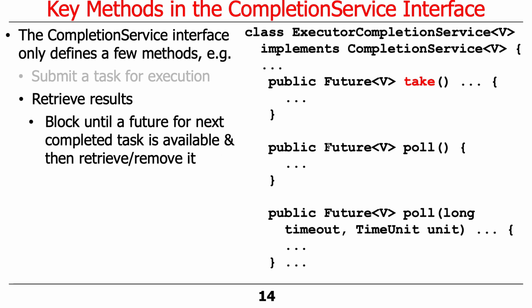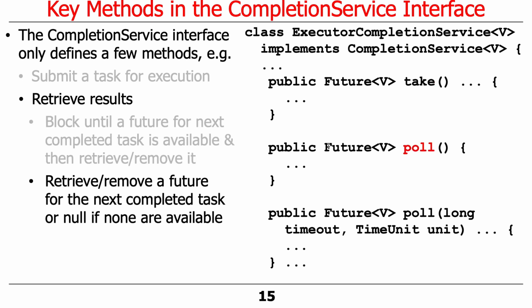Take will block until a future for the next completed task has finished and is stuck on the completion queue, and then take will return that result, the future associated with that. What's interesting about this is that what comes back when you get a result back from take is a future, but that future has already completed. So it's done by that point. It wouldn't have shown up on the queue if it wasn't finished.